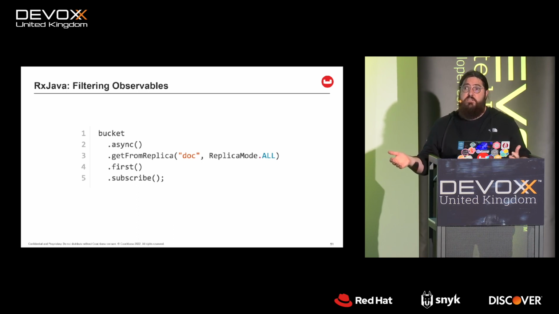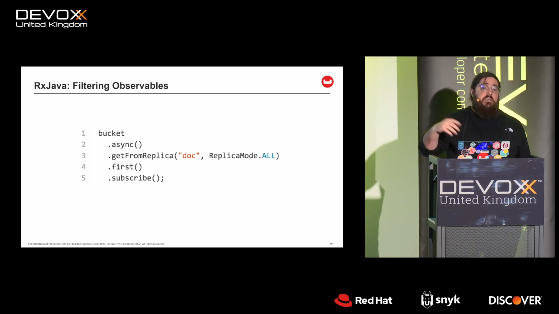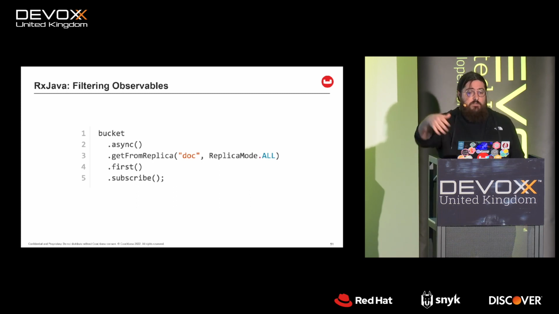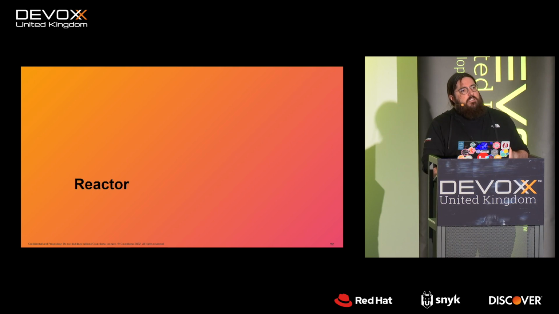In some situations, you don't really care. You just want the fastest result. So you can actually ask Couchbase to fetch the first replica it finds, and that's it. And you just give the first one because all you want to do is give an answer fast to the user to not frustrate him or her, and then go on with your life. So that's what you can do with first.